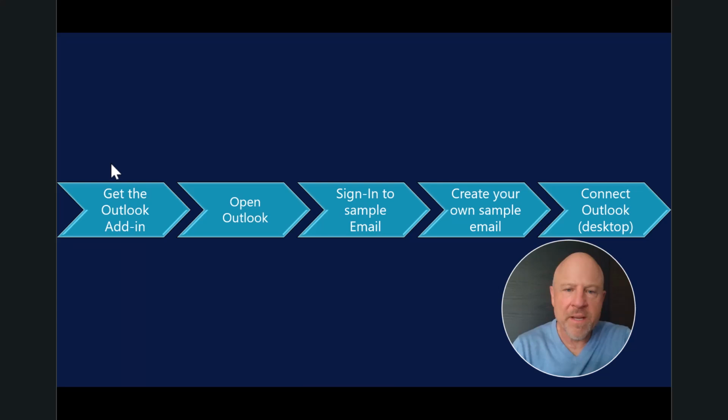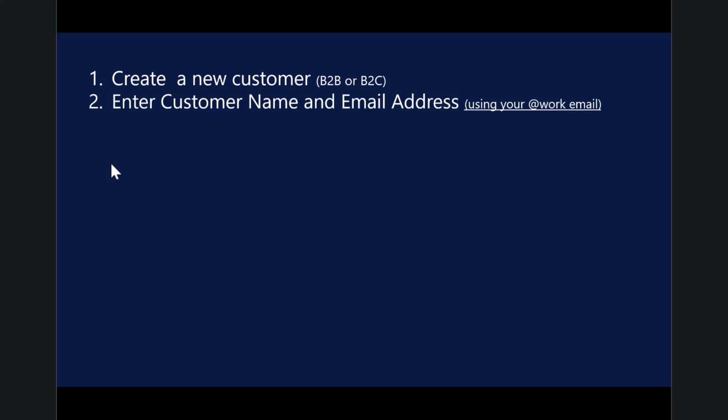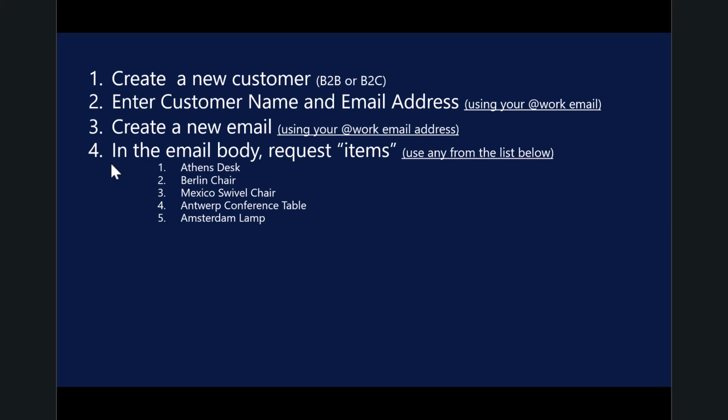From here, let's talk about the exercise I mentioned to you. When I do a live workshop, I want you to think about creating your own sample email. The first thing I do is create a new customer. When I create that new customer, and I'll show this to you in the video, I'll enter a name and an email address. I use my work email address because that's what's going to be triggered off of the Outlook integration. And then from my work email, I will create a new email asking for certain items in inventory.